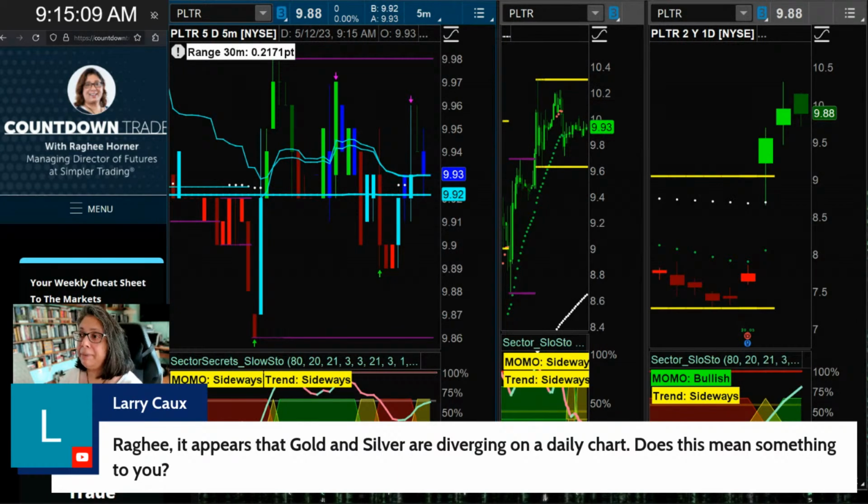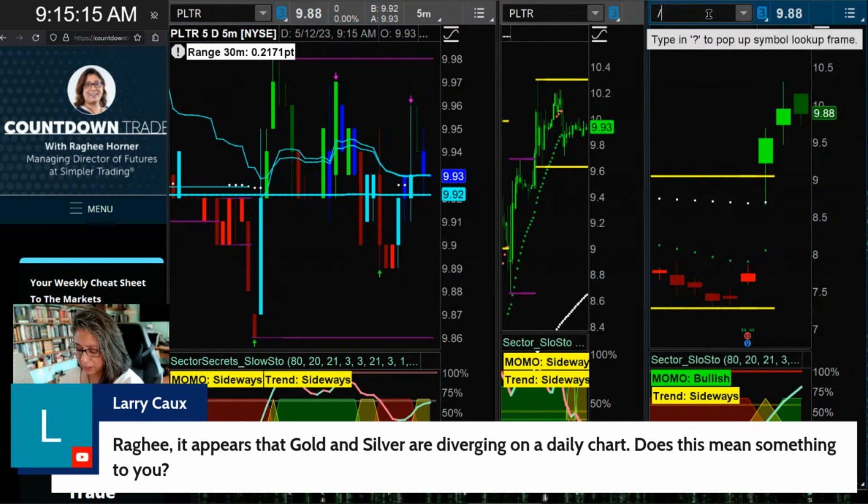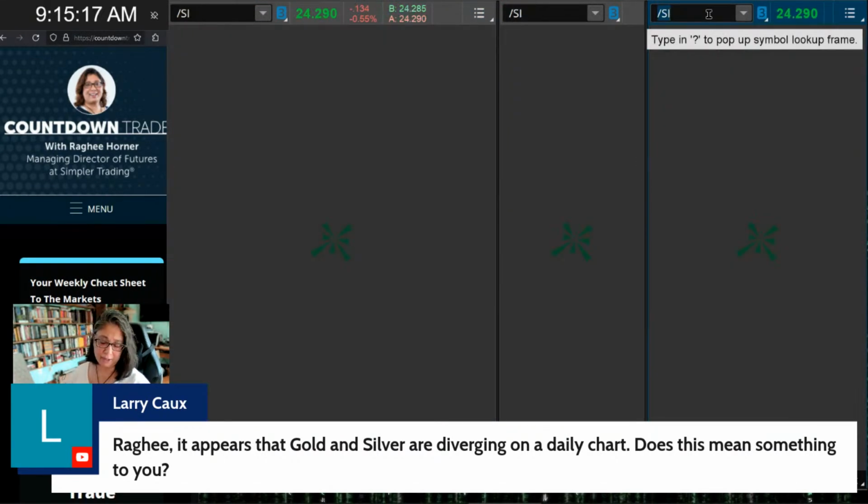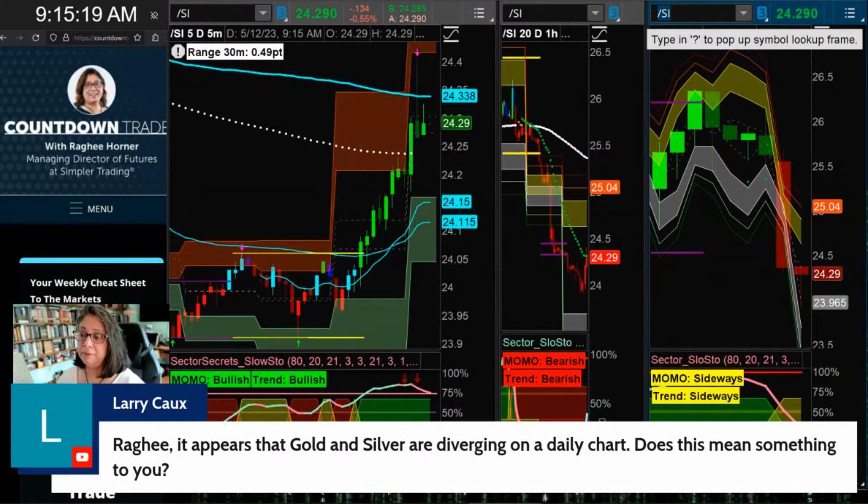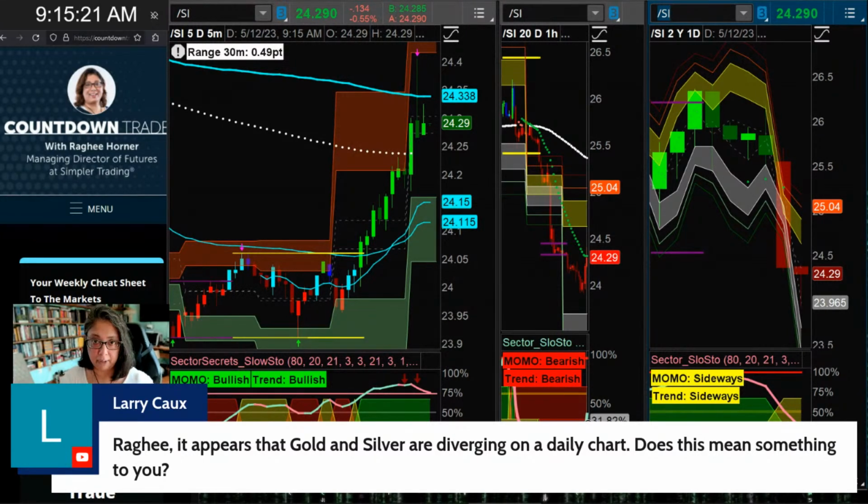All right, Larry says, it appears that gold and silver are diverging on the daily chart. Does this mean something to me? When I look at gold and silver, silver is a funny little character. Very volatile, as I mentioned before. It's a little like copper in that it does have industrial application. There is that copper-ish type personality to silver.